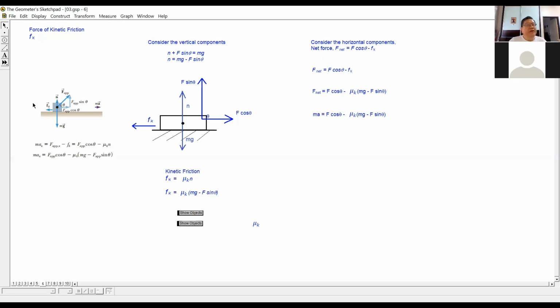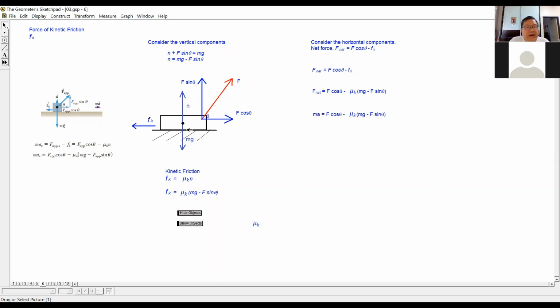Okay, right. This one has too many letters here, so I simplify this on the right hand side, this diagram here. Now this diagram actually shows us something like this.